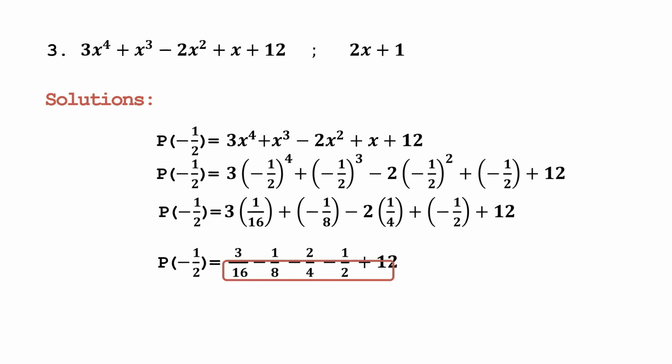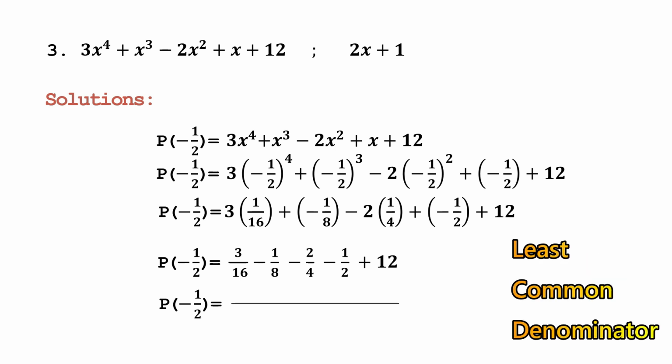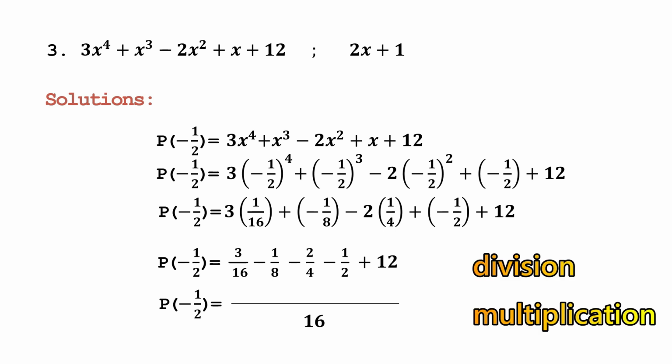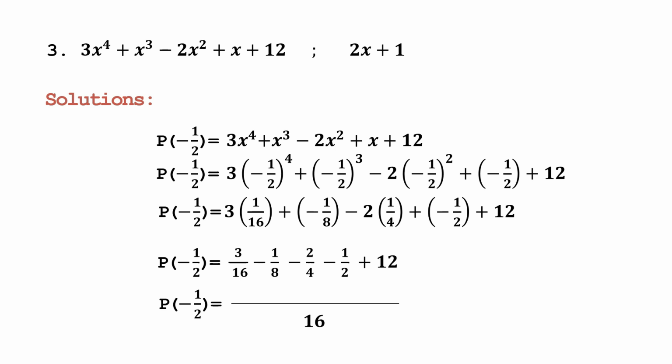You will notice that we have dissimilar fractions here, different denominators. So what you're going to do is you have to get the LCD or the least common denominator. So in this case our LCD is equal to 16. And then let's proceed to simplifying our fraction by using two operations, and that is division and then multiplication. We have 16 divided by 16 is equal to 1. 1 times 3 is equal to 3. Next fraction, we have 16 divided by negative 8, that's equal to negative 2, times 1 is equal to negative 2.